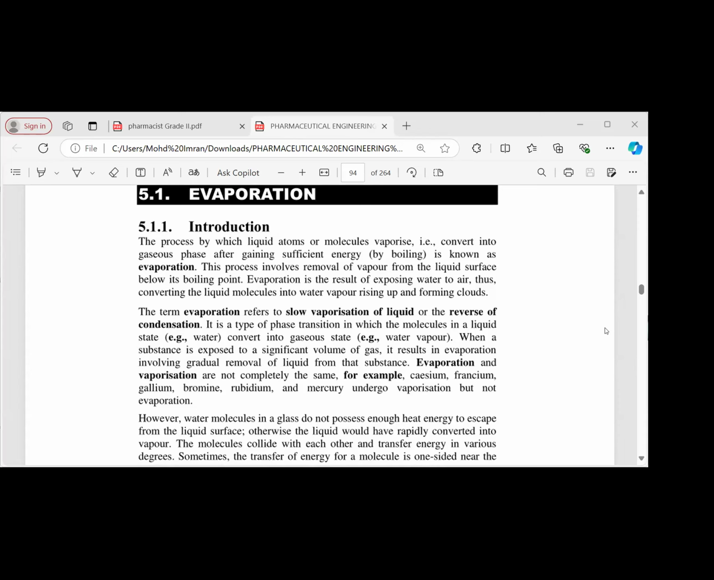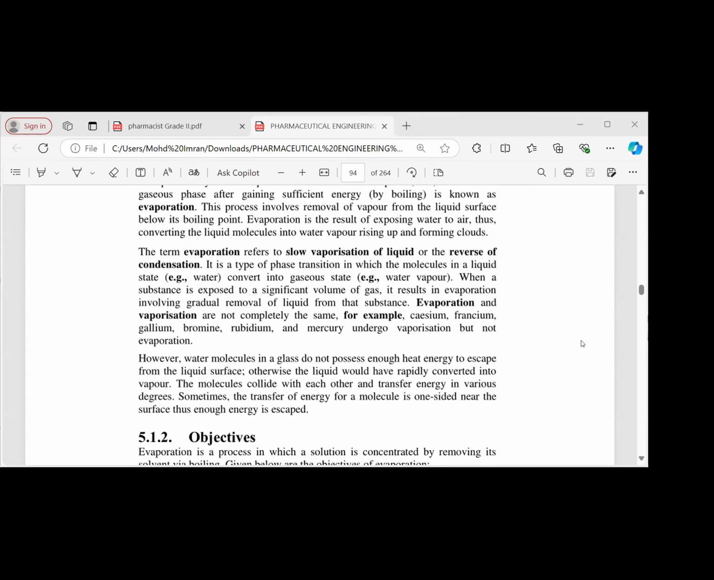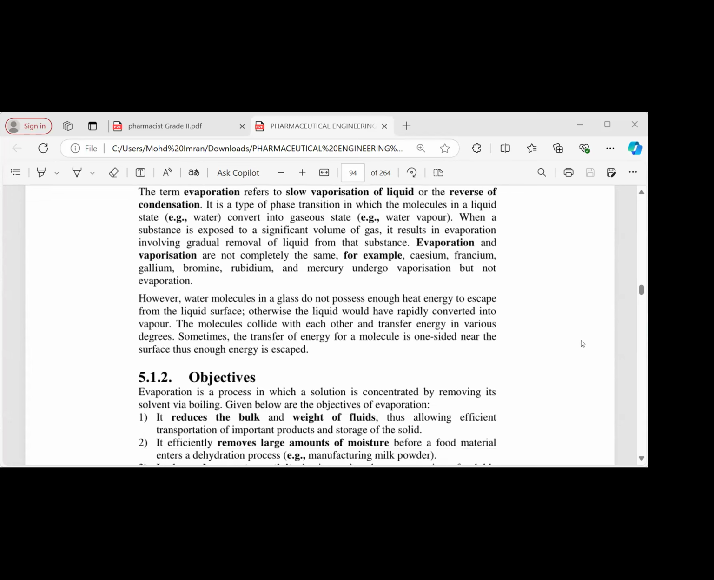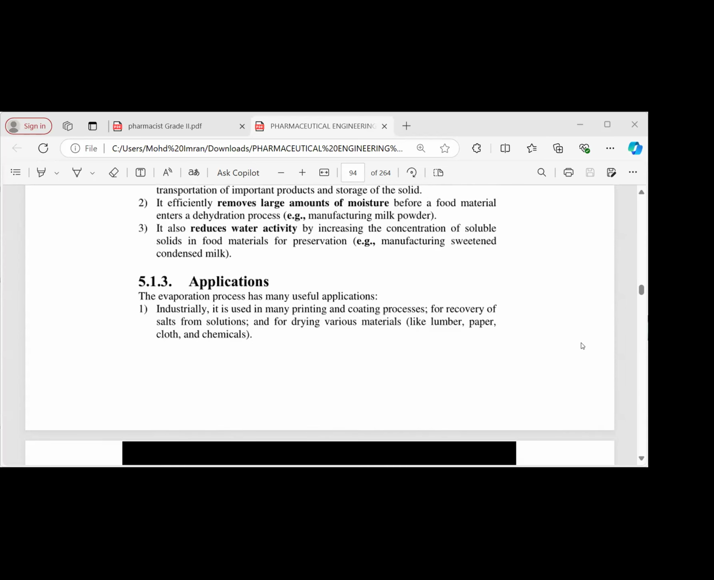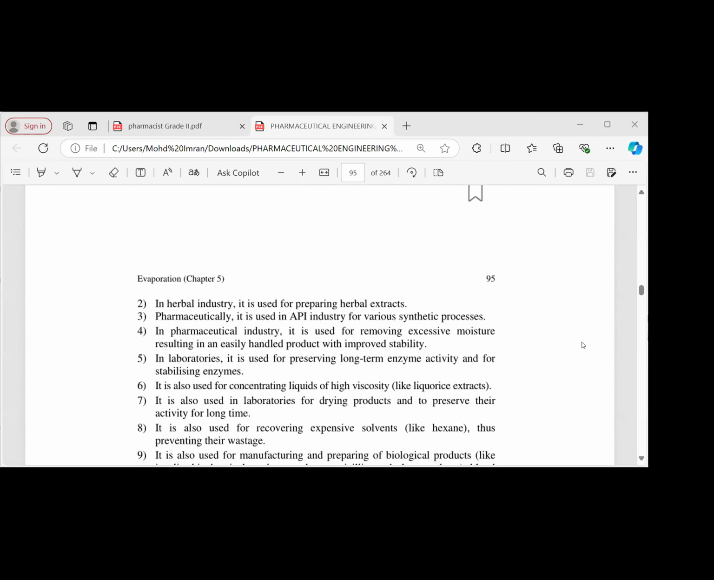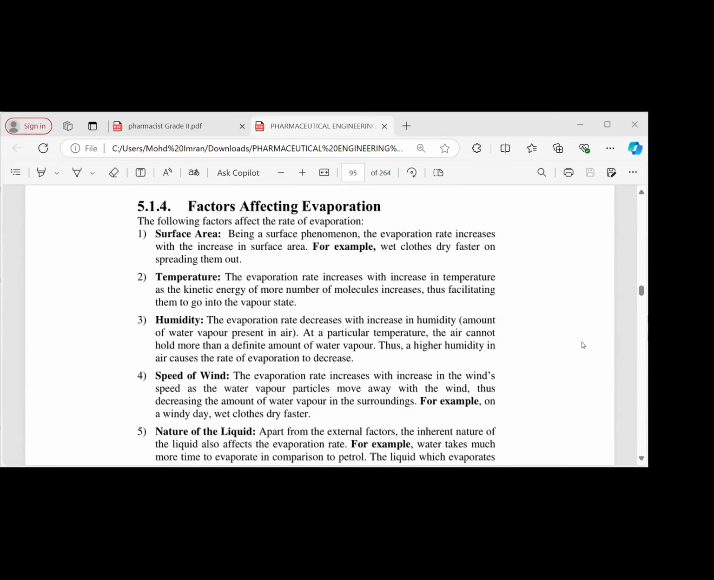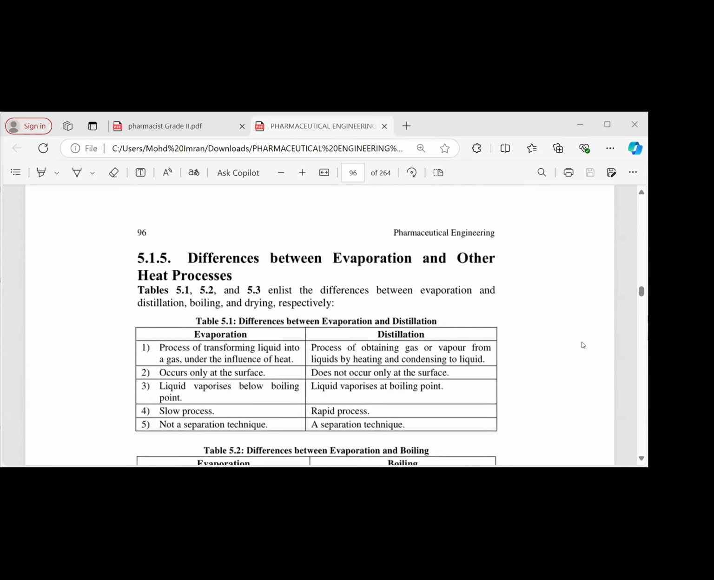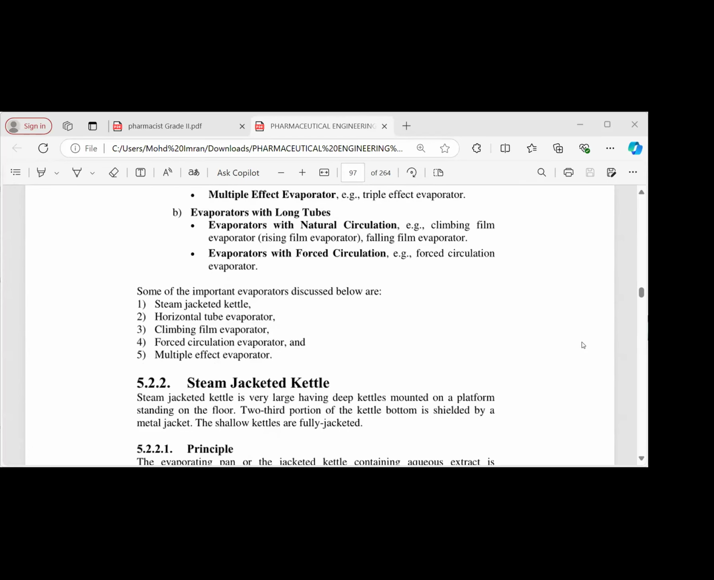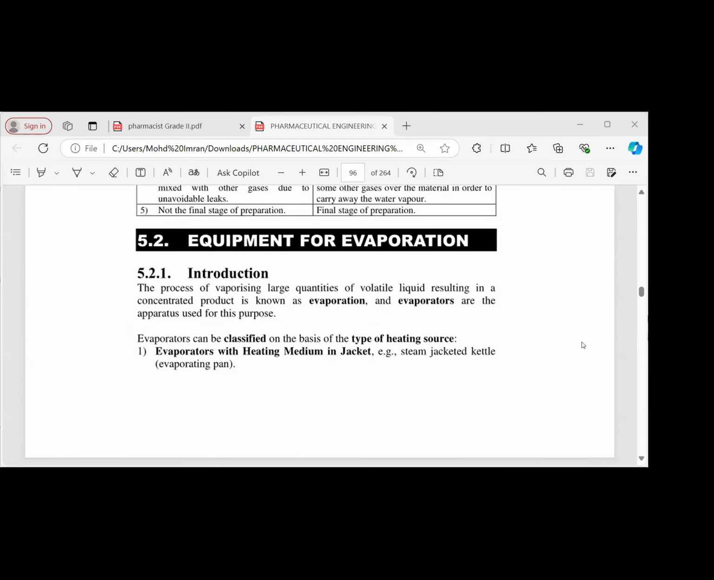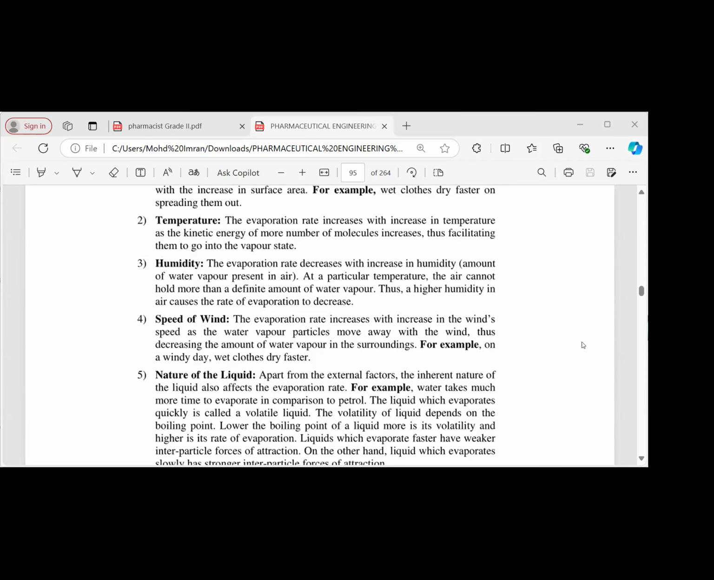So coming to evaporation, the main concept of evaporation we will discuss, and we'll discuss some terminologies in evaporation like free moisture content, FMC, and other kind of things. Then we will go into the factors affecting evaporation, and then we will discuss certain equipments used in evaporation in this class. If possible, we will jump into the distillation topic also.